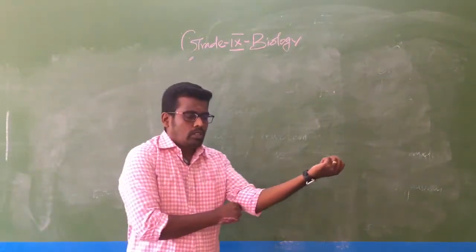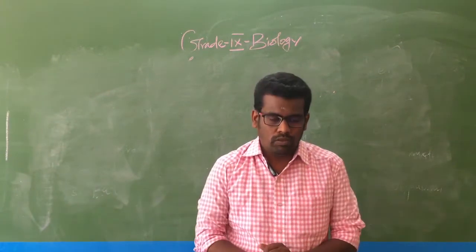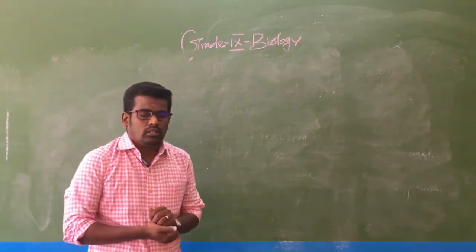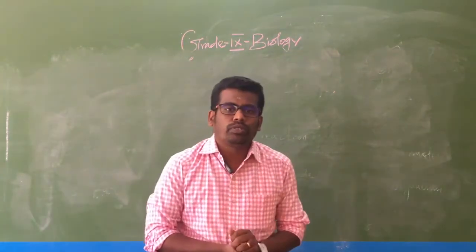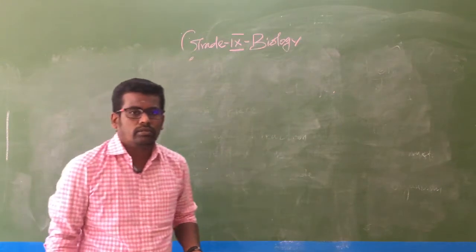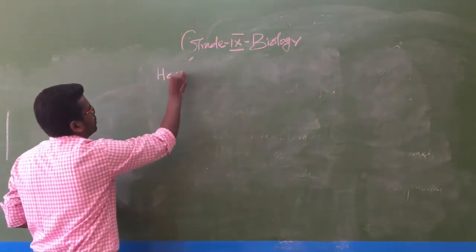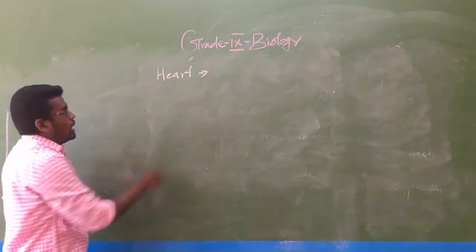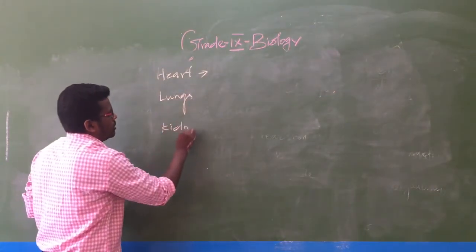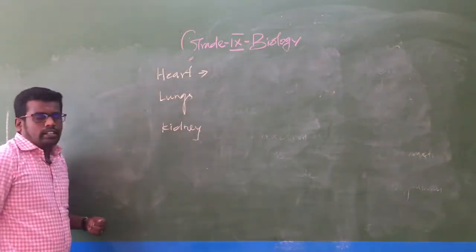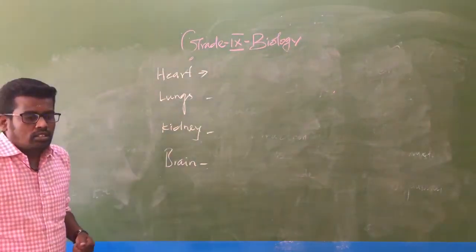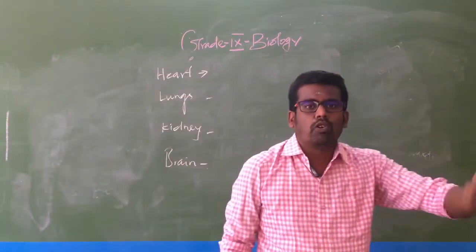Now, we have discussed that the cell is the basic unit. The cells are divided and form the tissues, and the tissues form organs and organ systems. So we have different types of organs. For example, the heart is an organ, the lung is an organ, the kidney is an organ, and the brain is an organ. These are such organs which are present in our human body.